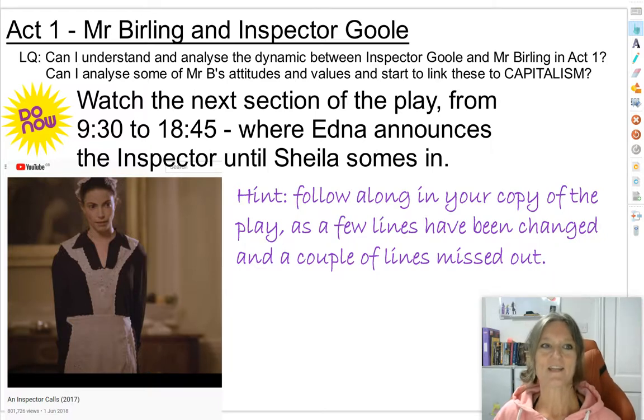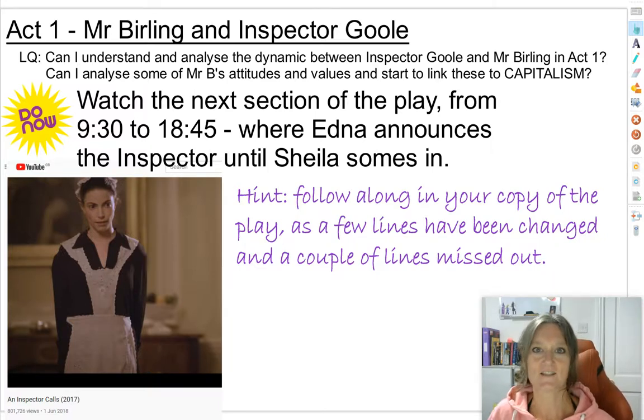Hello, everybody. We're going to be focusing on Act 1 of An Inspector Calls in this lesson. And what we're going to be looking at specifically in Act 1 is Mr Birling and the exchanges between him and the new character we're going to be introduced to, who's called Inspector Goole, who's a police inspector.